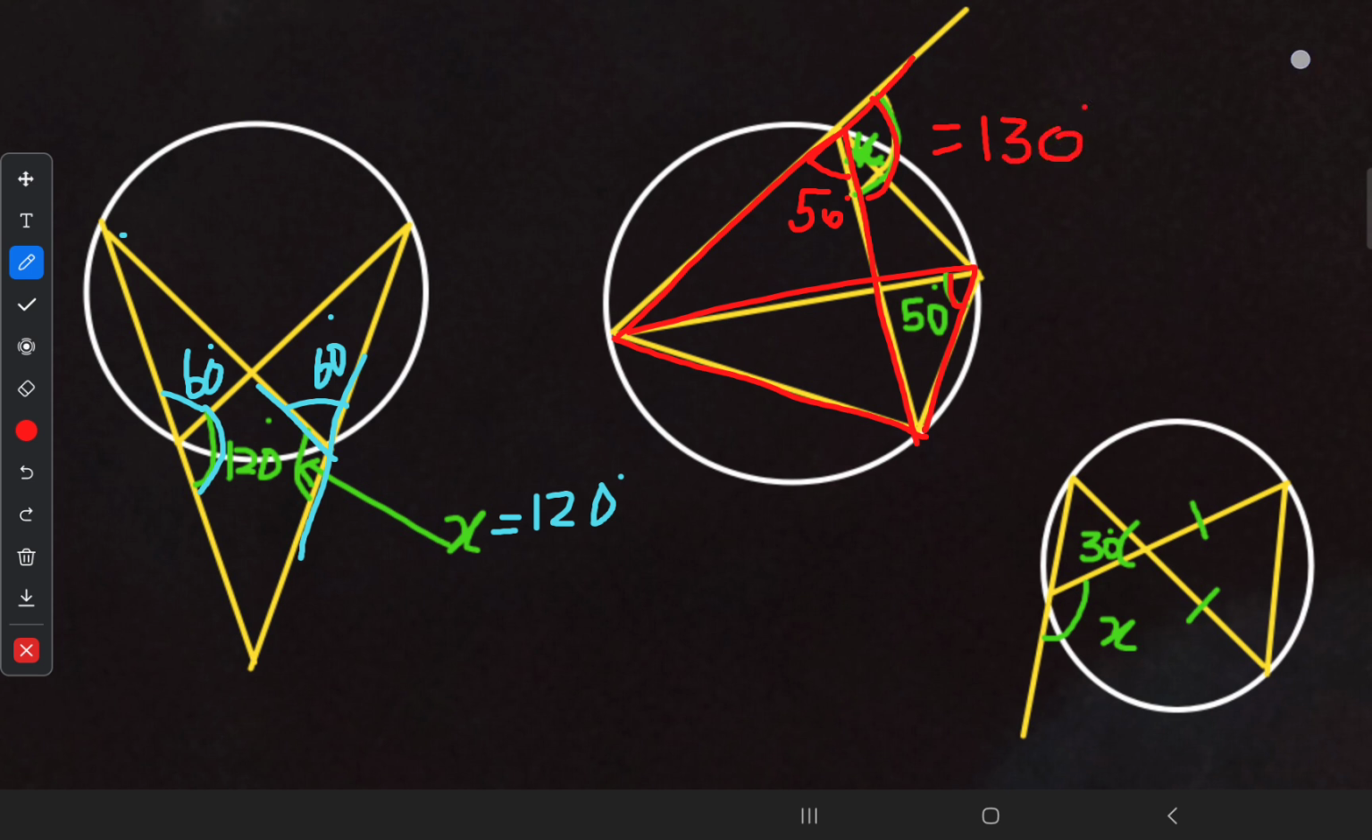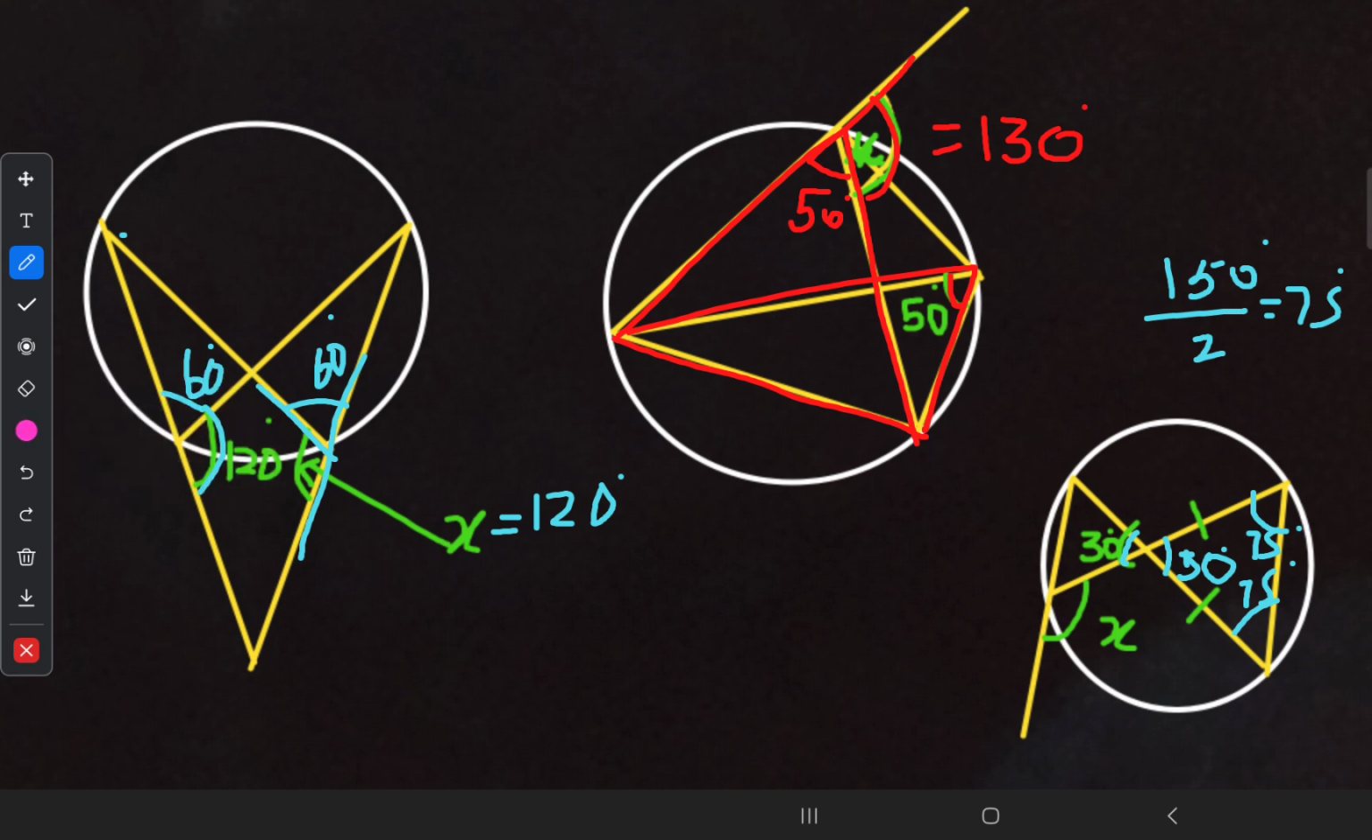Similarly, this is also an isosceles triangle. So if this angle is 30, the vertically opposite angle would be 30. According to the interior angles of a triangle, the remaining 150 should be divided into two equal portions. 150 divided by 2 will give you 75 degrees. So this one and this one both are 75, and this one also would be 75 as well.